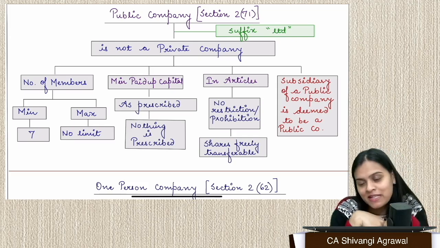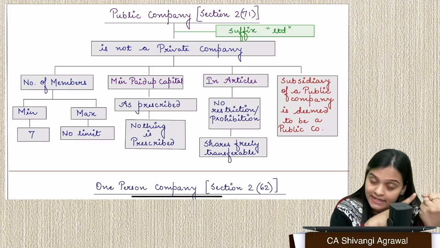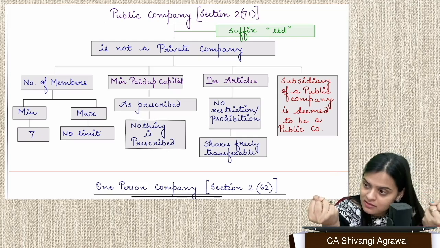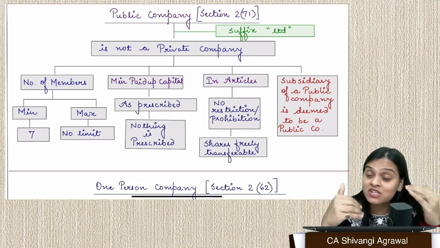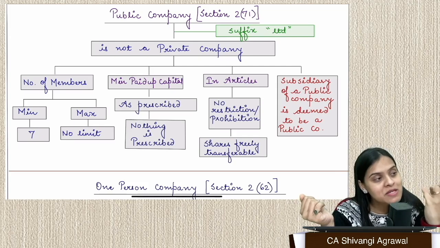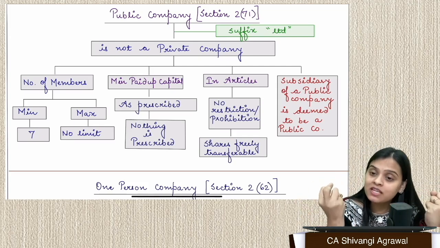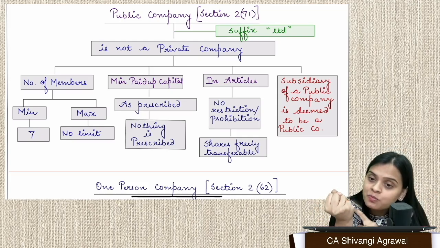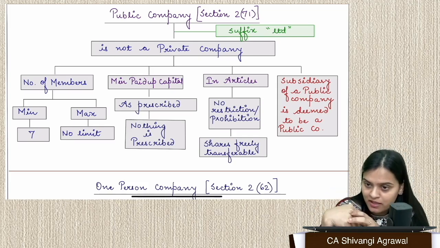What do you mean by this? Supposedly, you have a company ABC Limited. It has a subsidiary PQR Limited. Then PQR Limited will be a public company only. Okay, so let's change the example. You have ABC Limited. It has a subsidiary PQR Private Limited. Now, this PQR Private Limited is going to be deemed a public company.